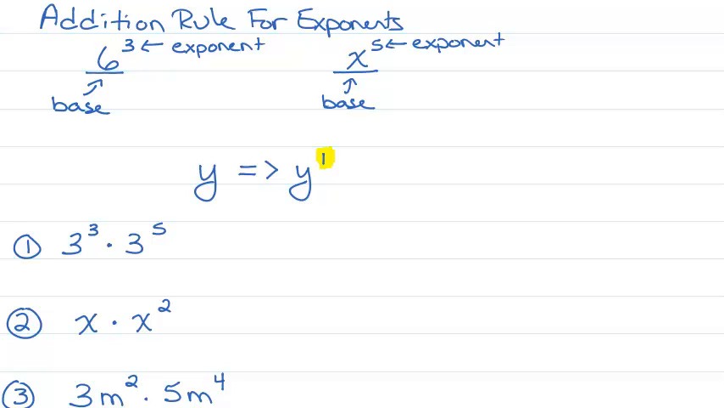This video is going to be on the addition rule for exponents. Before we can talk about the addition rule for exponents, let's first talk about what a term is and its pieces. If you look at this here, we would read this as 6 to the third power. The power, the little 3, is the exponent, and the big number, the 6, we're going to call the base. So over here, again, when you see x to the 5th, x would be the base and 5 would be the exponent.